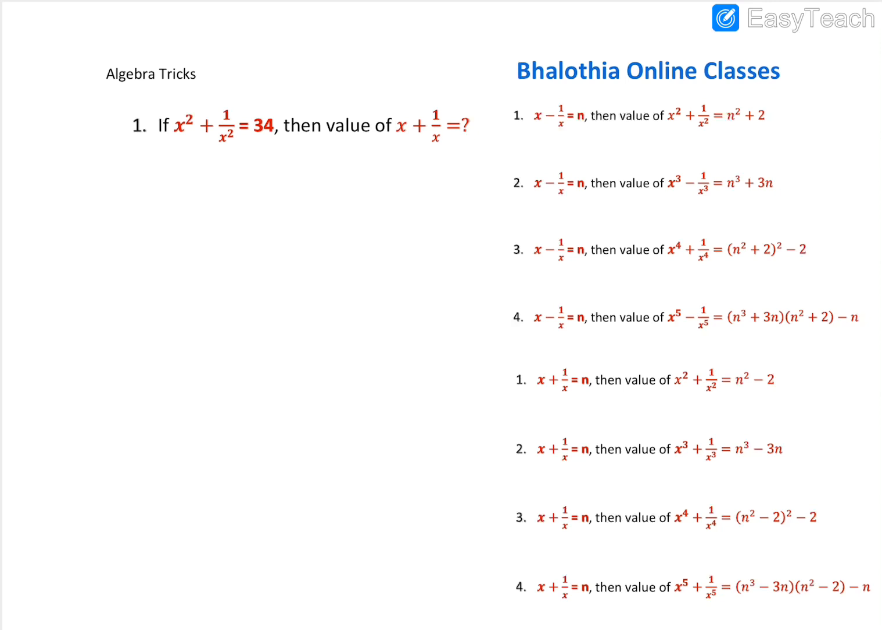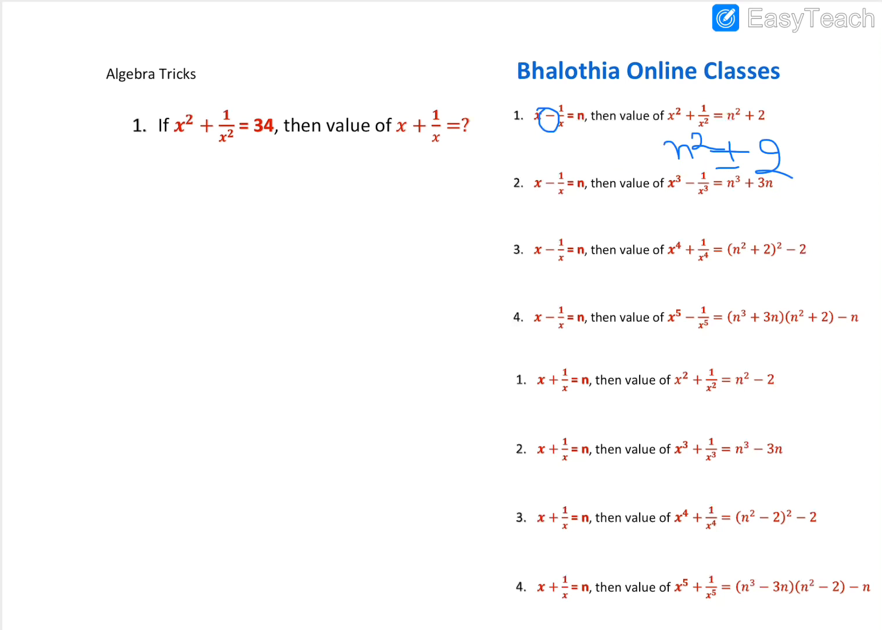So the first one is: x minus 1 upon x is given, and then you'll be asked for these values, either the square, the cube, or x raised to the power 4 or x raised to the power 5. So how can you remember these? If this is given and you are asked for the square, you just have to do n square plus or minus 2. If minus is given, then put plus, and if plus is given, then put minus.